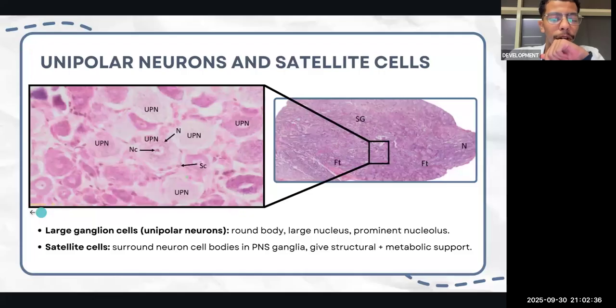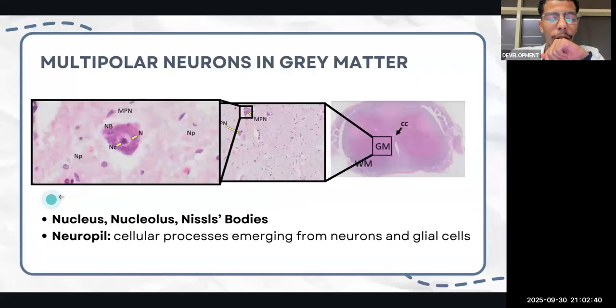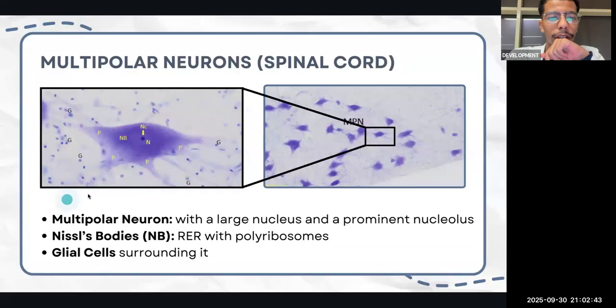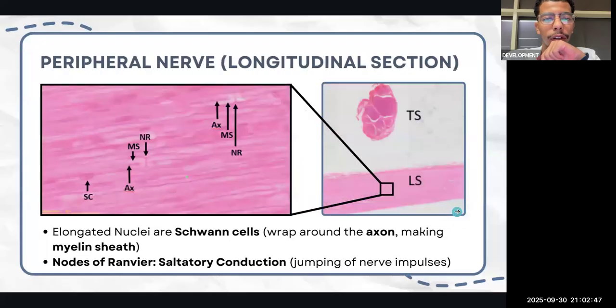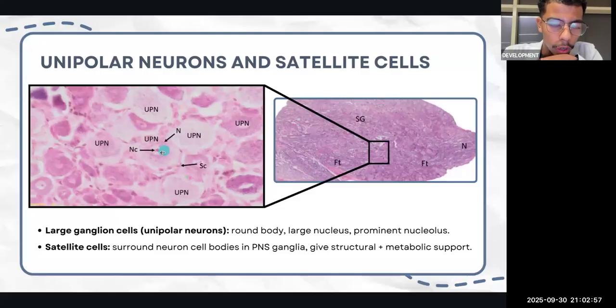Let me go back. Here in multipolar, we saw that the cells had what? More than one process. But now it's just one. This unipolar neuron has a what? A nucleus. Again, this dark point here is called what? The nucleolus. Around it, the light area is called the nucleus.